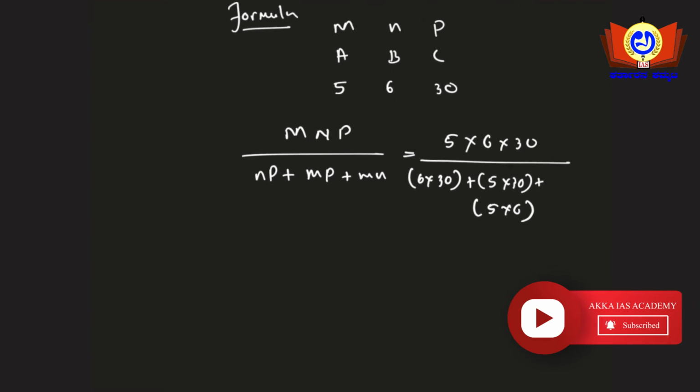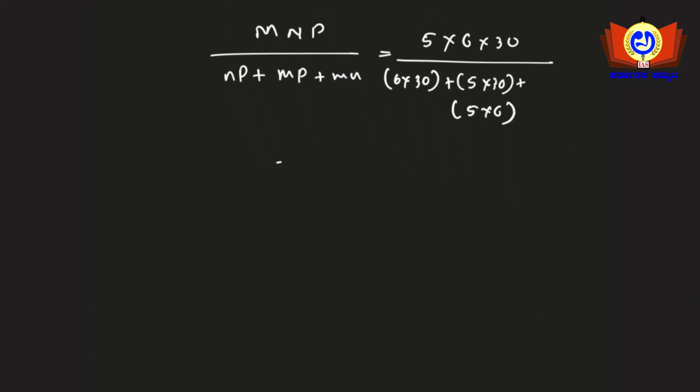5 6s are 30, 30 into 30 will be 900. That will be divided by 6 30s are 180 plus 5 30s are 150 plus 5 6s are 30 here. Okay, how you will solve it here?